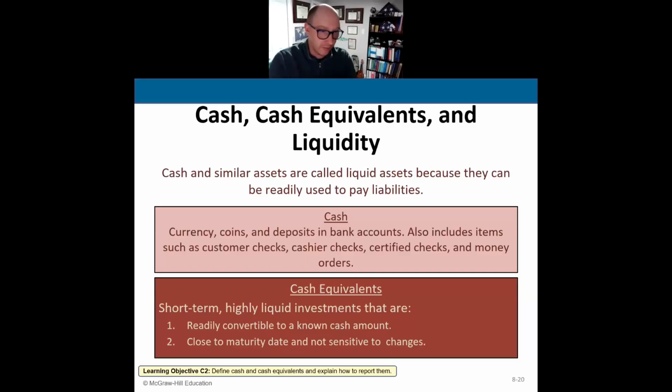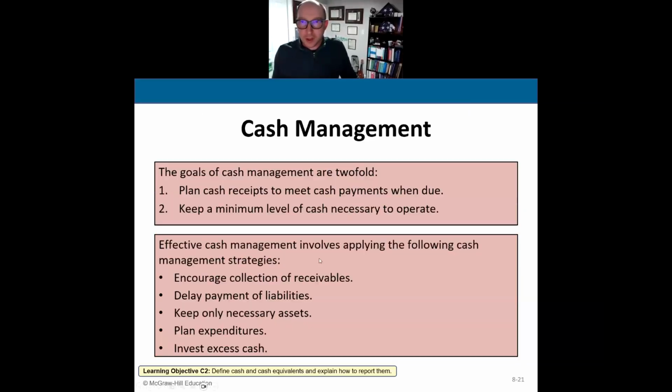We also have what's called cash equivalents. These are short-term, highly liquid investments that can be quickly converted into cash and are close to the maturity date and not sensitive to changes. Here's what cash equivalents is. A share of stock in a company is a short-term, highly liquid investment. I can buy a share of stock today and sell it tomorrow. Okay? That is a cash equivalent. Short-term investment.